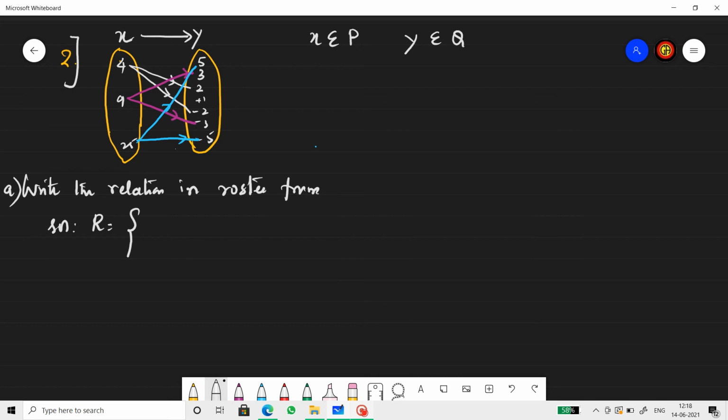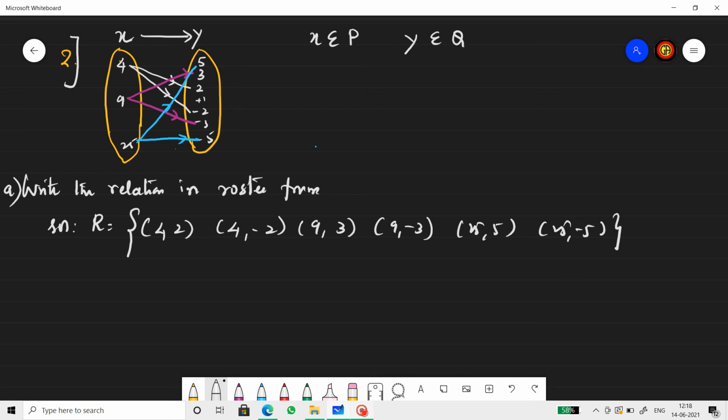So the ordered pairs will be (4, 2), (4, minus 2), (9, 3), (9, minus 3), (25, 5), (25, minus 5). This is writing our set in roster form.